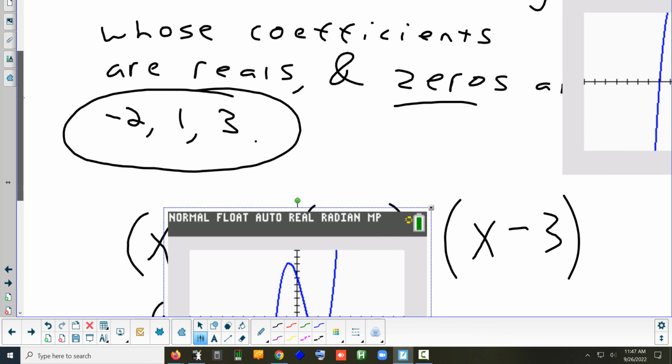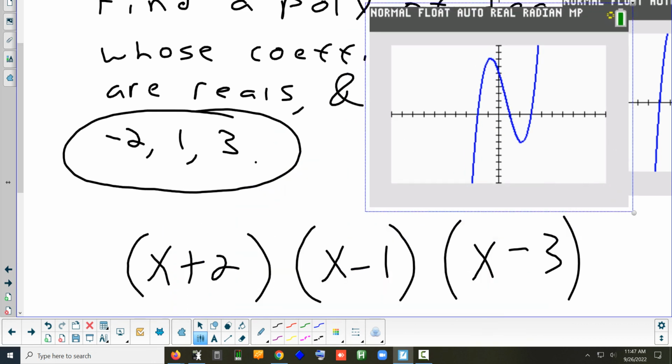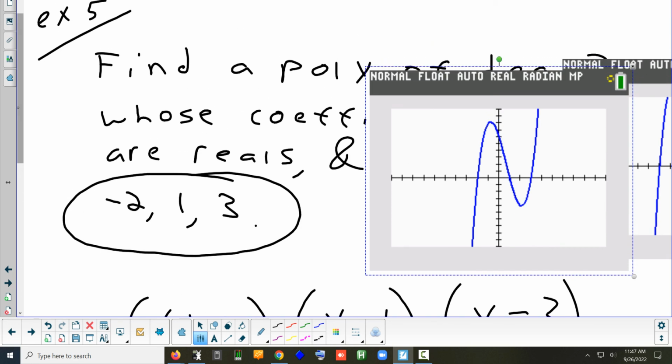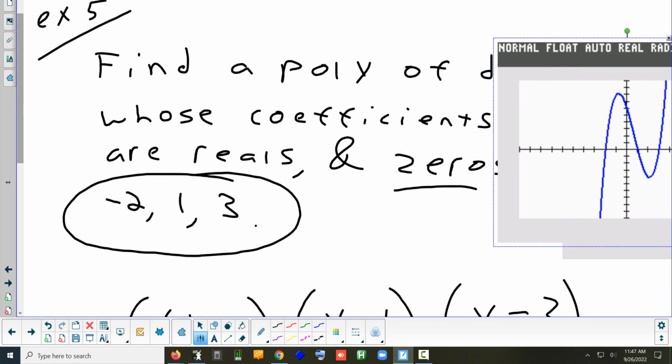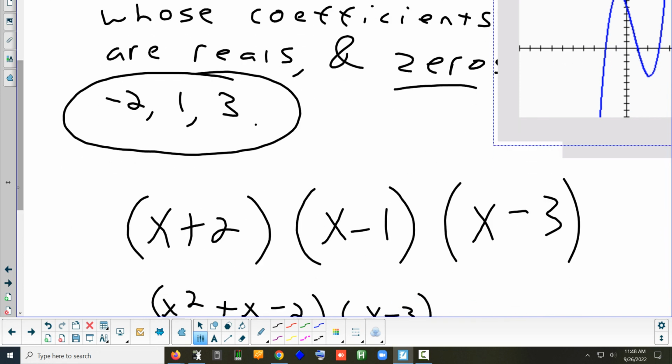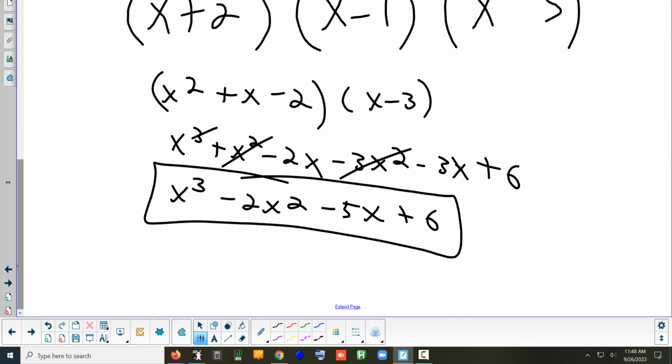Oh, it's like the same. Oh, okay. Yeah, it's slightly different. Got it. So negative 2, 1, and 3. Does that look good? Yes. So that's how you can generate a polynomial and make it cross the x-axis wherever you want. You set up the factors and FOIL it out. You wouldn't have to FOIL it out for anything beyond a cubic. Okay. Questions on that?